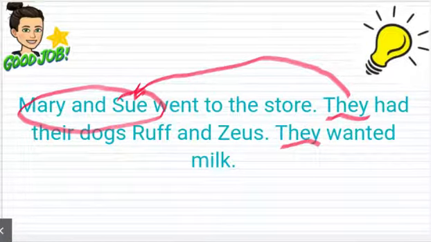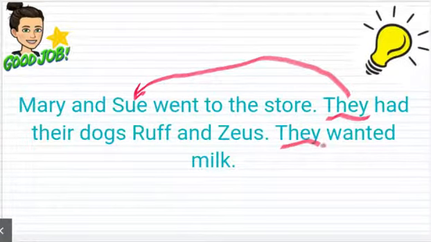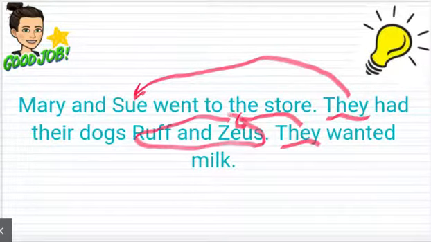Now, with the other one, we have this they, and if we go backwards in our reading to the last set of nouns that could be referred to as they, we are talking then about the dogs Ruff and Zeus. Does that make sense? Would Ruff and Zeus want milk? Probably not. So in this case, this pronoun does not really agree with its antecedent, which would mean we'd need to edit our writing to get it correct.